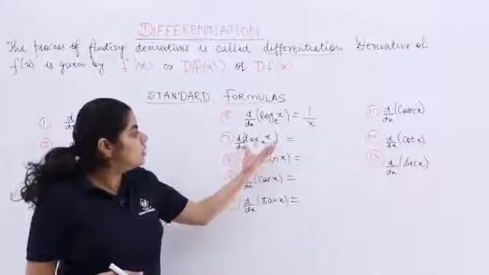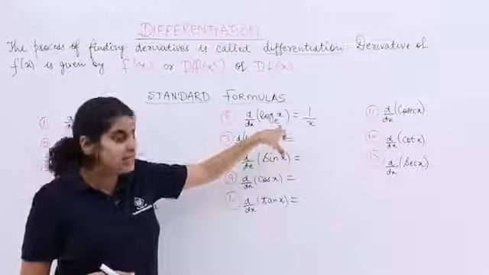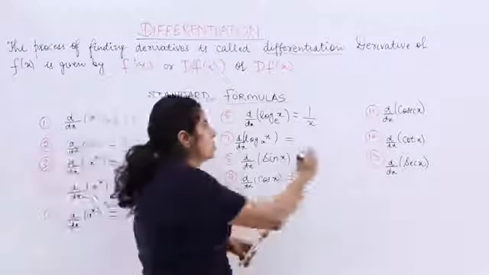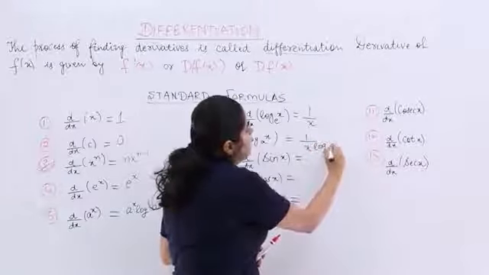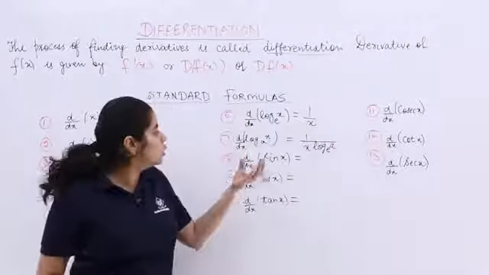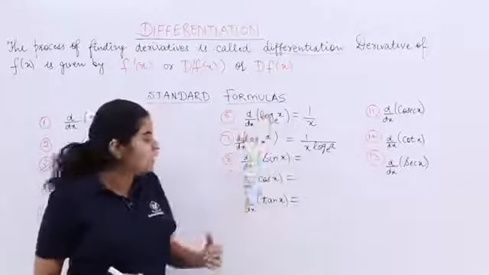Next is derivative of log x, but the base is not e this time, it is base a. So, the answer is 1 by x log a to the base e. In the denominator, you will have the base, right?